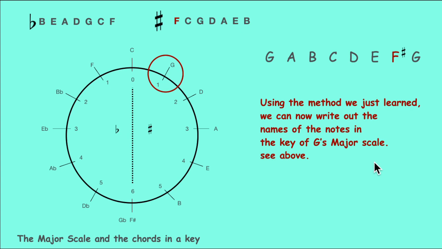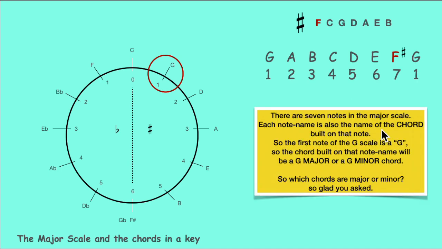All right, so we got the circle of fifths. We've drawn out the notes or written the notes of the G major scale, just like you see. And we know that there are 7 notes in the major scale, correct? Each note name is also the name of the chord built on that note. So the first note of the G scale, well, it's a G. The chord built on that note name will be G major or G minor. So which chords are major or minor? I'm so glad you asked.